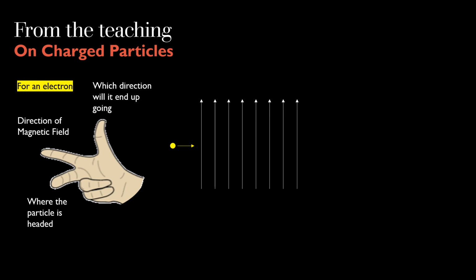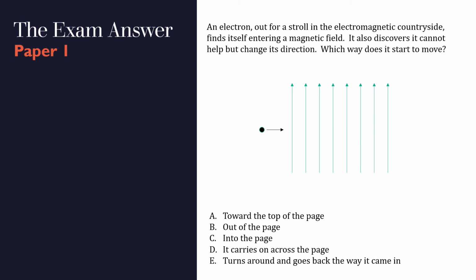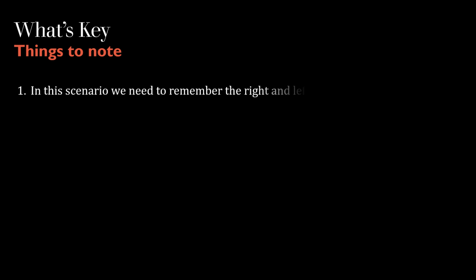Now, where does that end up leaving your thumb? Well, in the way I've got my hand right now, the thumb is pointing towards my laptop screen, so that's into the page. So I think that particle will move in and then down towards into the page. And that's the correct answer, C, into the page. So key things to note here.